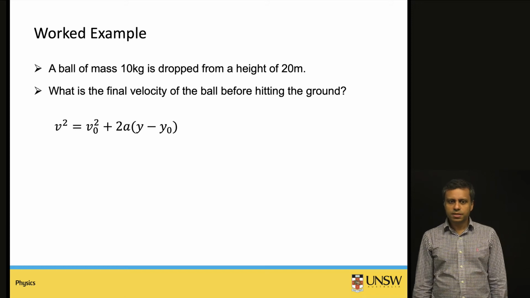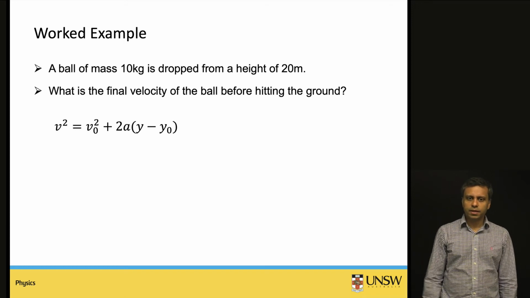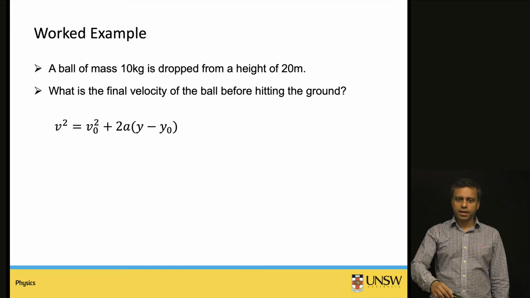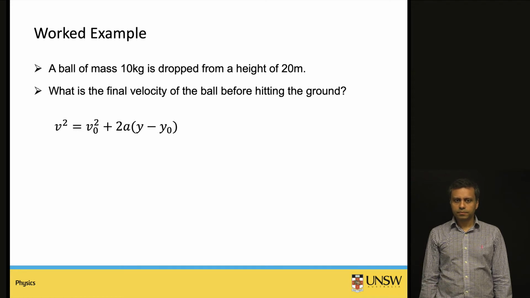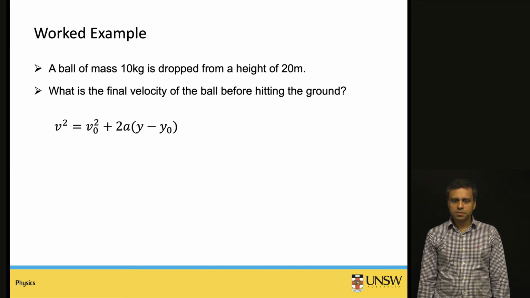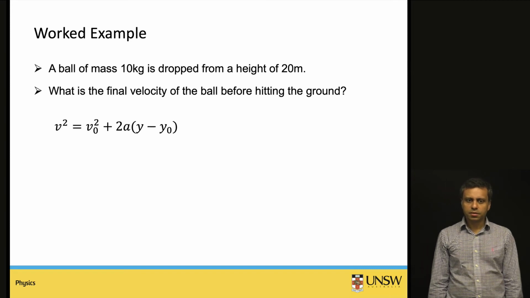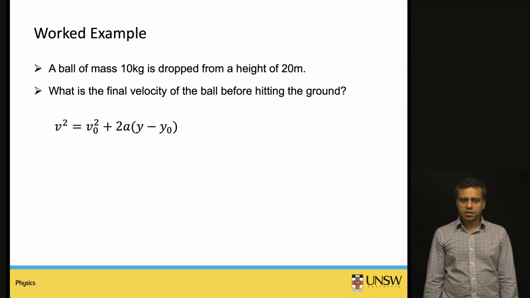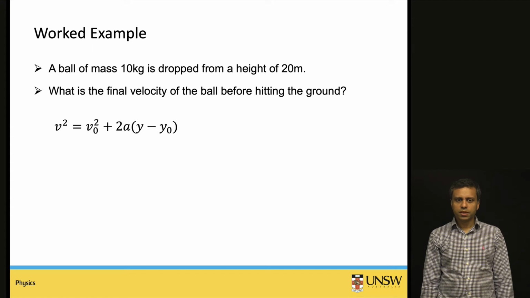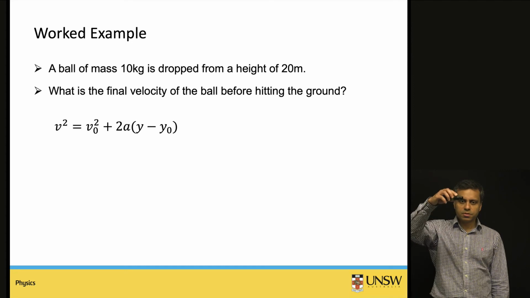So we are given the displacement from an initial height to a final height. We are not given anything about time. We are asked to find the final velocity. So let us use this equation that we showed: v squared equals v naught squared plus 2a(y minus y naught). Y minus y naught is that displacement from some initial position to some final position.